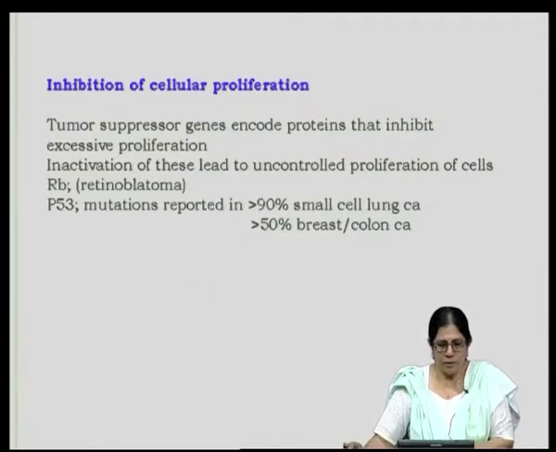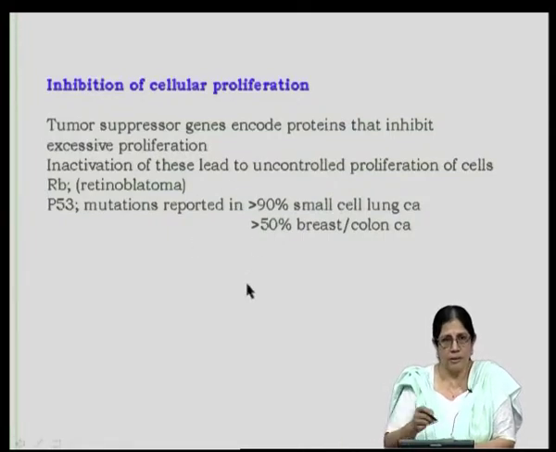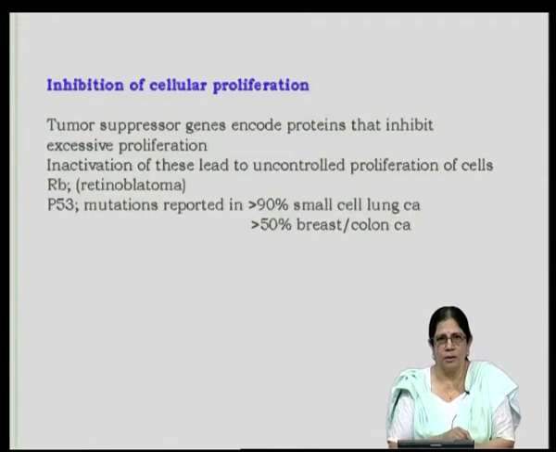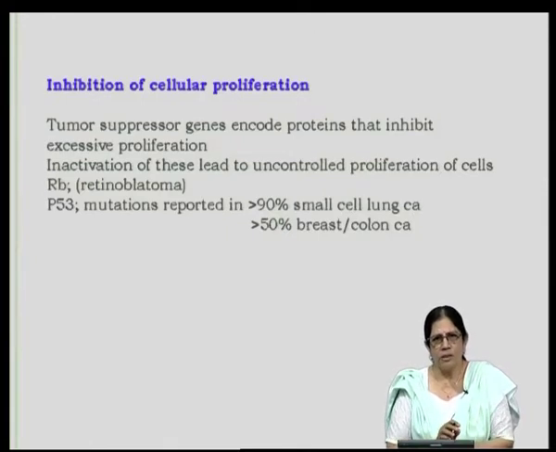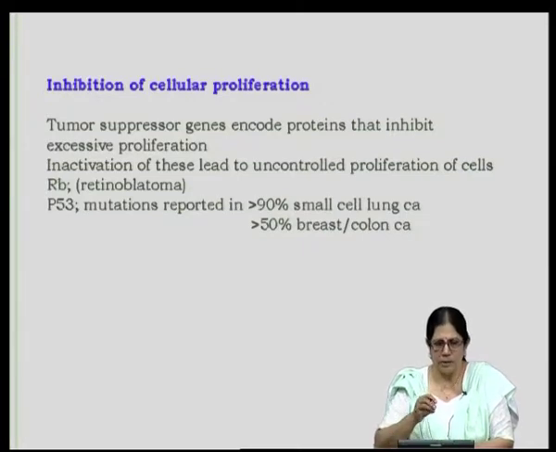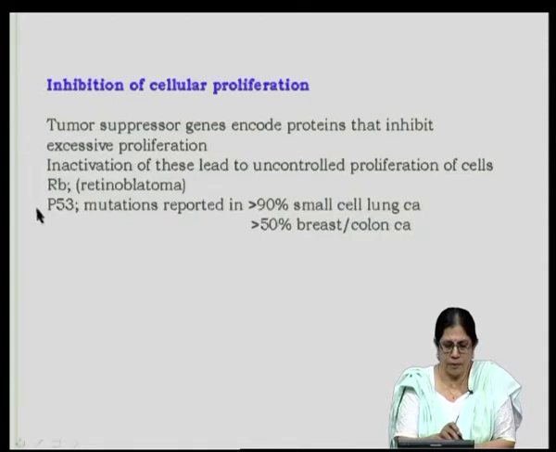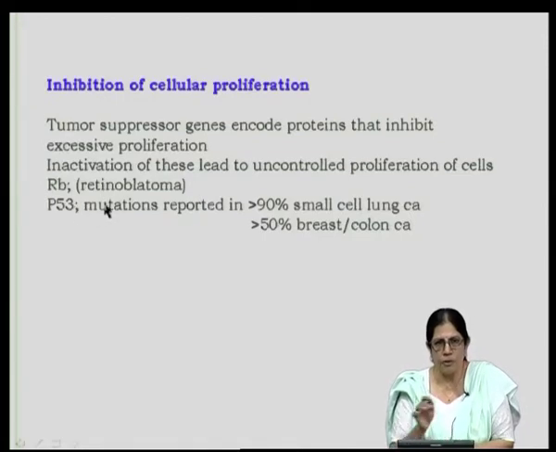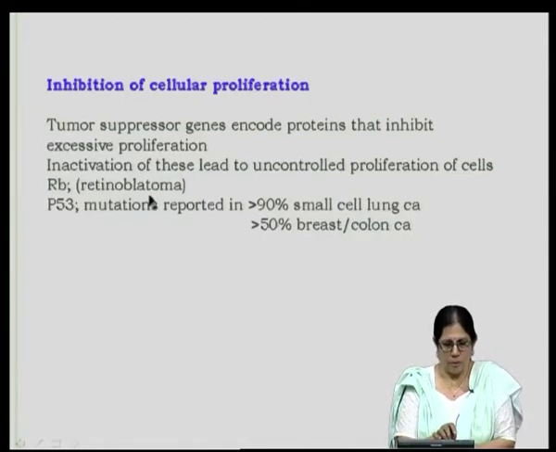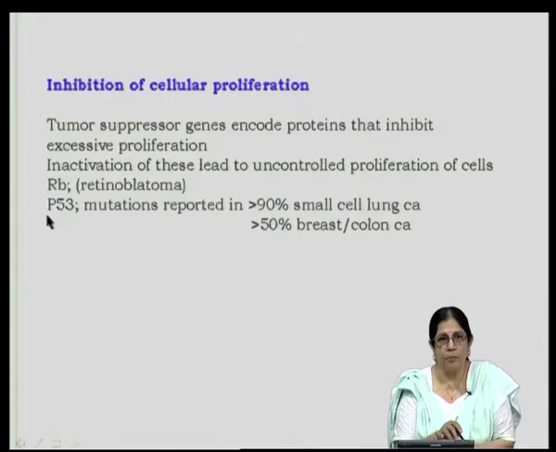There are proteins which inhibit, there are tumor suppressor genes. Now, inhibition of cellular proliferation is the next. These suppressor genes encode proteins that inhibit excessive proliferation. So, therefore, what we know as tumor suppressor genes in fact are the ones that are playing a role in the normal process of proliferation. One such gene is retinoblastoma, the other one is the very well known P53.